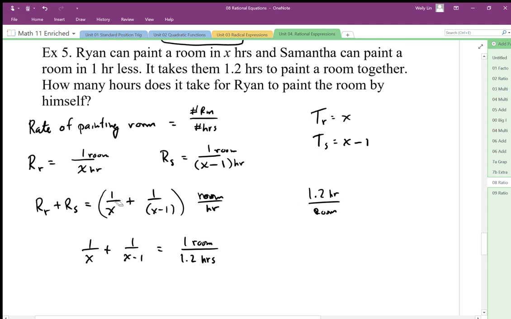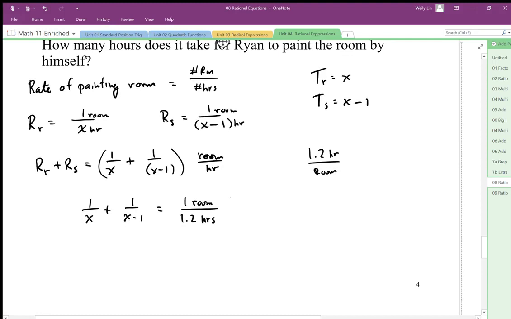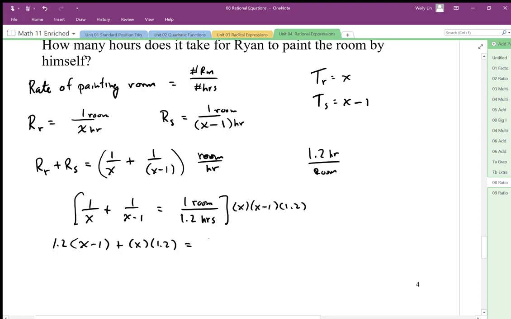Please do not flip these, because this is not a rational expression, because it's a plus and minus. Remember, rationals are all times and divide. So we can flip the times and divide, we cannot flip the plus. Now we have our equation to solve. I'm going to multiply through by x times x minus 1, so I end up with x minus 1 plus x equals, well, I should multiply by 1.2 as well. So I'm going to end up with 1.2 here, 1.2 here, and x squared minus x.